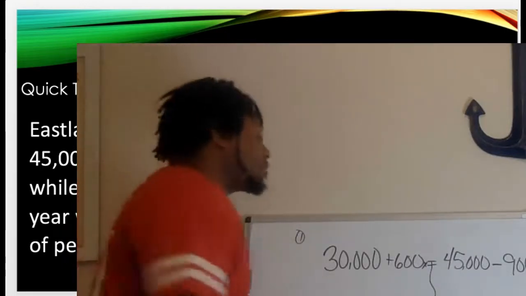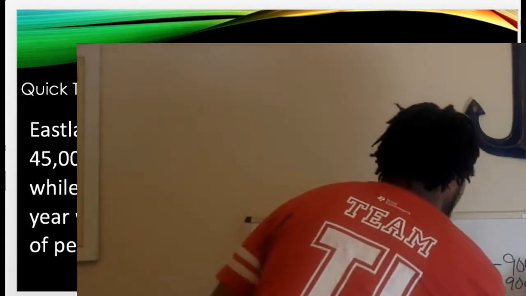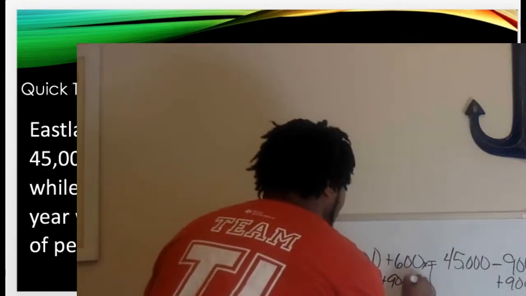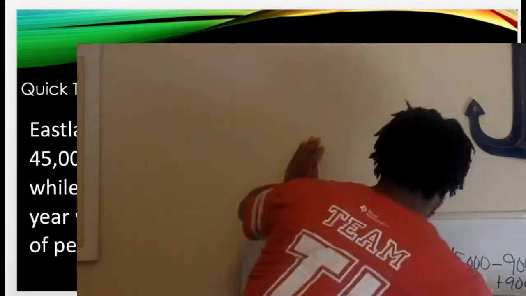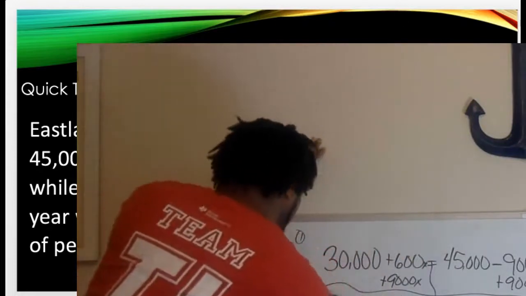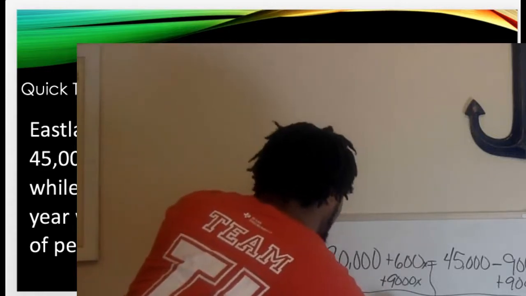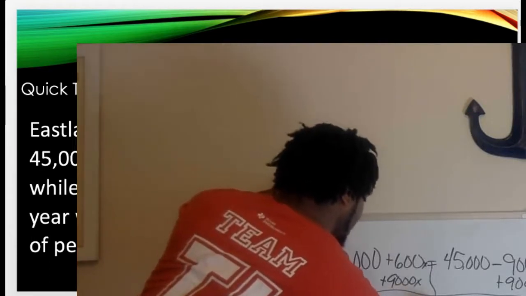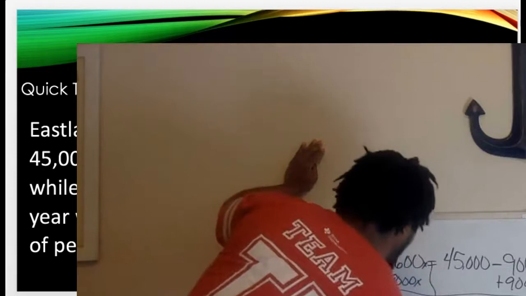All right, so the smallest variable in this one is the negative 9,000x, so I'm going to add 9,000x to both sides. This gives you 30,000 plus 1,500x, and that is equivalent to, that's not an equal sign, let's pretend that's a nice straight equal sign, 45,000. I messed up right there.